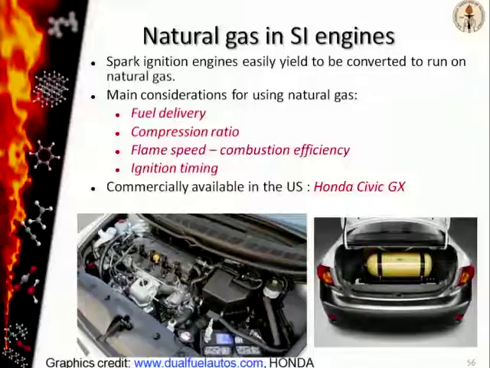Commercially, this photograph here shows basically what's under the hood for the only vehicle that runs on natural gas that is commercially available in the United States, which is made by Honda. The other figure over on the right shows basically the location of the fuel tank, and that's one of the drawbacks for using natural gas vehicles, in that you're going to lose out on trunk space because it is occupied by a large compressed natural gas cylinder, which serves as the fuel source.